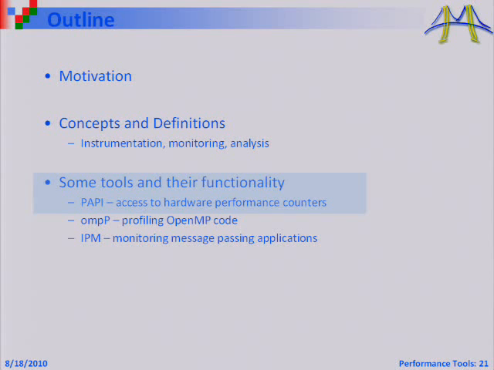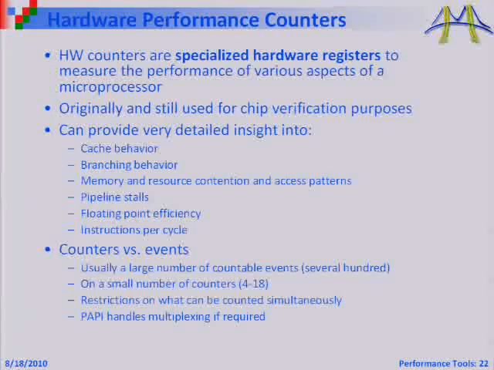All right, so now I'm going to talk specifically about 3 tools, or 1 middleware and 2 tools. PAPI is a middleware layer that allows you to access hardware performance counters. OMPP is a profiling tool for OpenMP, and IPM is a profiling tool for message passing applications.